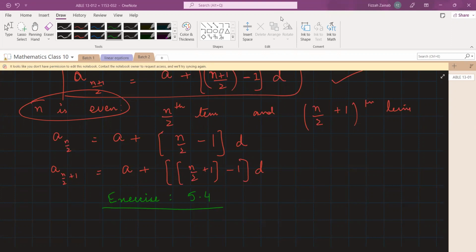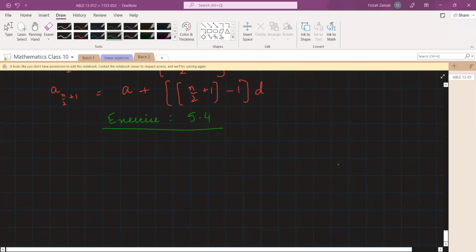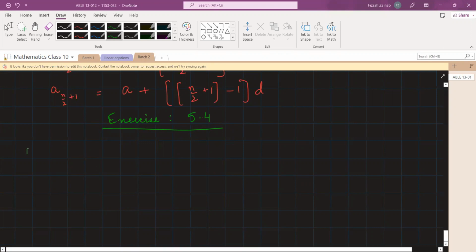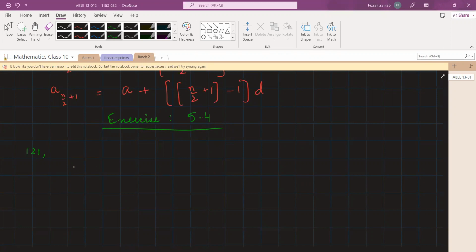Ma'am, can you explain the third part of the second question? Just 1 minute. Okay, which term of an AP is its first negative term? This one? Yes, ma'am. So the AP is 121, 117, 113, and like that. I think we can do it this way. What is d here? d is 117 minus 121, so minus 4.